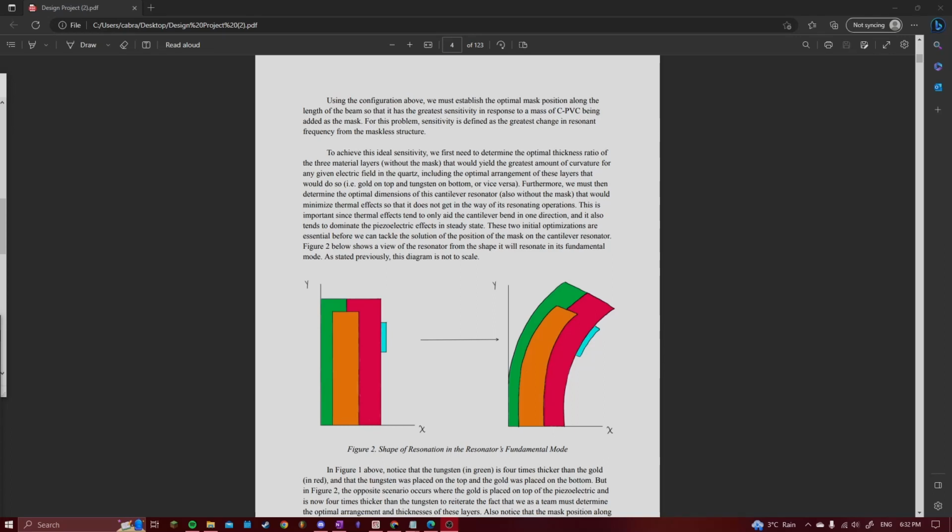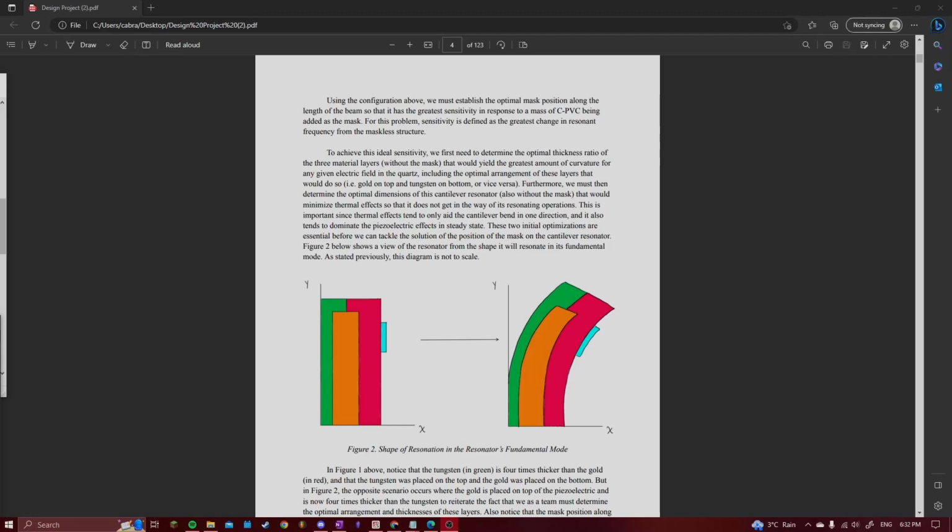The second step is to find the optimal dimensions of the resonator without the mask to minimize the thermal effects so that they don't hinder the resonant behavior. The thermal effects will tend to only aid bending in one direction and dominate over the piezoelectric effects in steady state. If we take our first resonant mode here and say that the thermal effects would have it bend in this shape, when the shape goes to bend the other way, the thermal effects will hinder its ability to resonate because they will be pushing it back the same way it came.